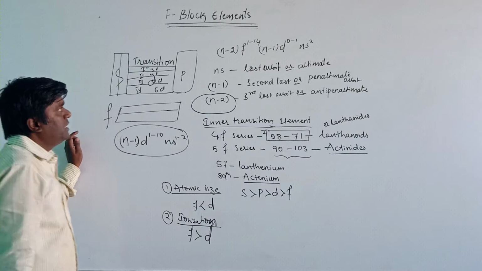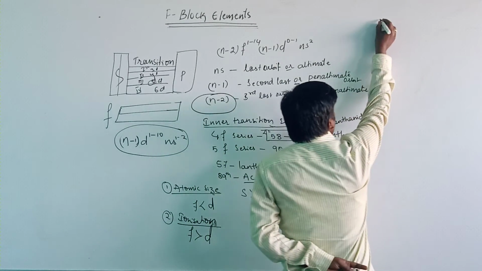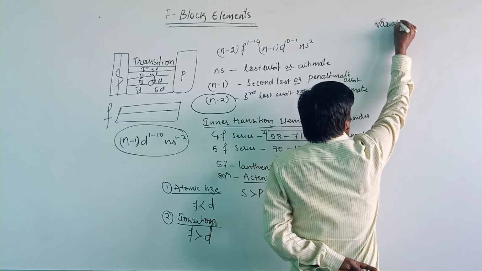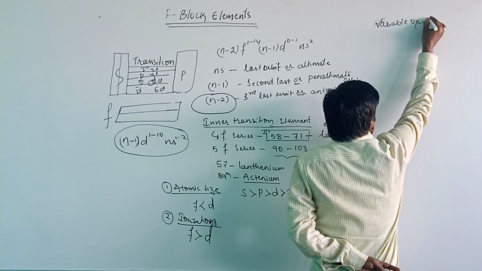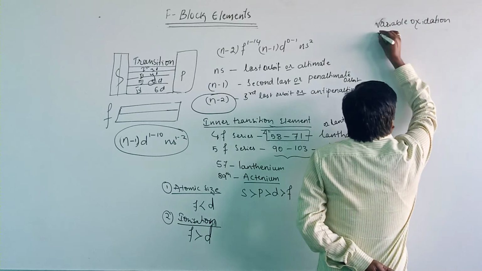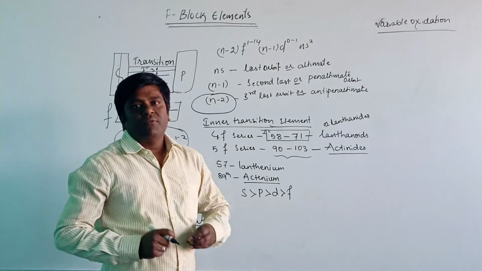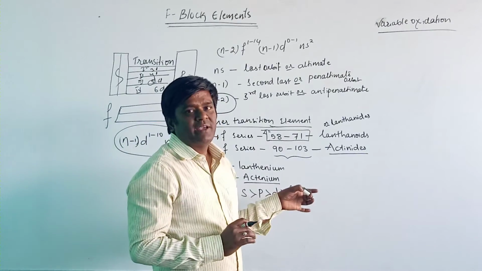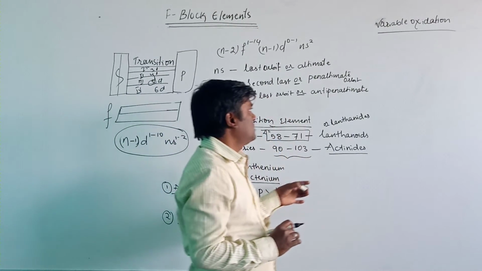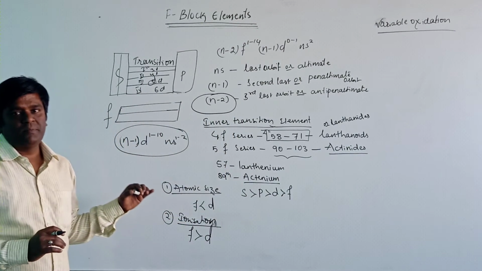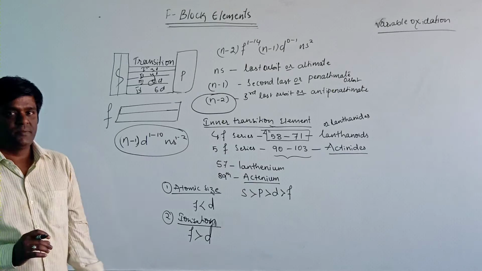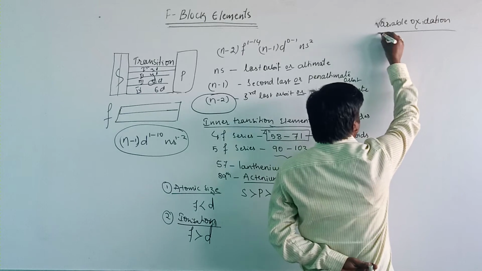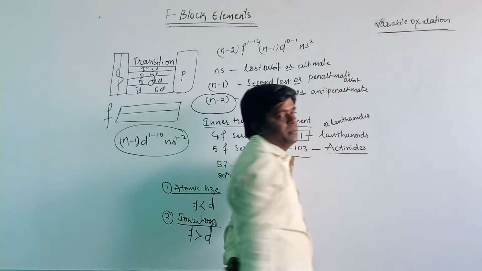Then let us see oxidation number. These elements also show variable oxidation states. The F block elements show variable oxidation states due to the partially filled F orbital. The ionization enthalpy will be greater due to the smaller atomic size and high nuclear charge. Variable oxidation state is mainly due to the partially filled F orbital.